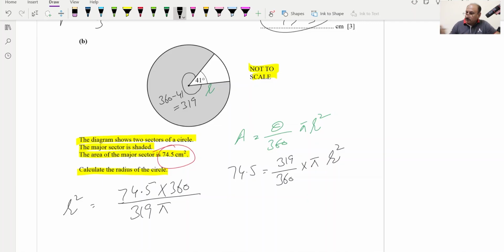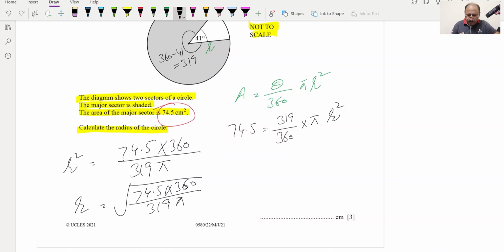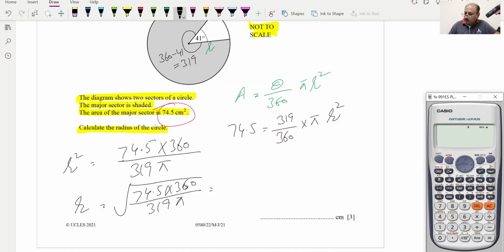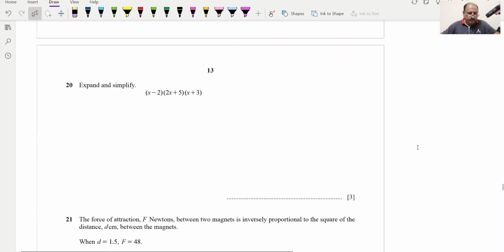This will be r squared, and what will the r value be? We will take the square root of this one: 74.5 times 360 divided by 319 pi, and we can calculate it in one go. This will be a fraction, 74.5 multiplied by 360 divided by 319 and pi also, and we will get 5.17 up to 3 significant figures. So 5.17 centimeters. 3 mark question. This is done. Hopefully you understood this.